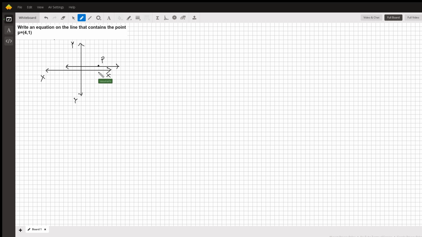Okay. So now one form of the equation of a straight line is called the slope intercept form. So let me write that, slope intercept form. And that is y equals mx plus b, and probably you remember that m represents the slope, b represents the y-intercept.